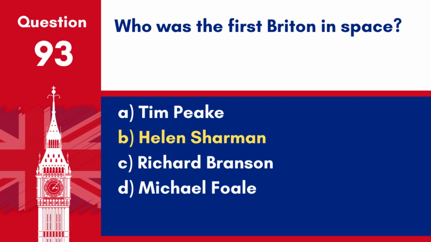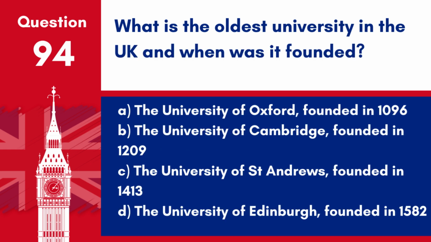Answer B. Helen Sharman. Helen Sharman became the first British astronaut and the first woman to visit the Mir space station in 1991. Question 94. What is the oldest university in the UK and when was it founded? A. The University of Oxford, founded in 1096. B. The University of Cambridge, founded in 1209. C. The University of St Andrews, founded in 1413. D. The University of Edinburgh, founded in 1582.